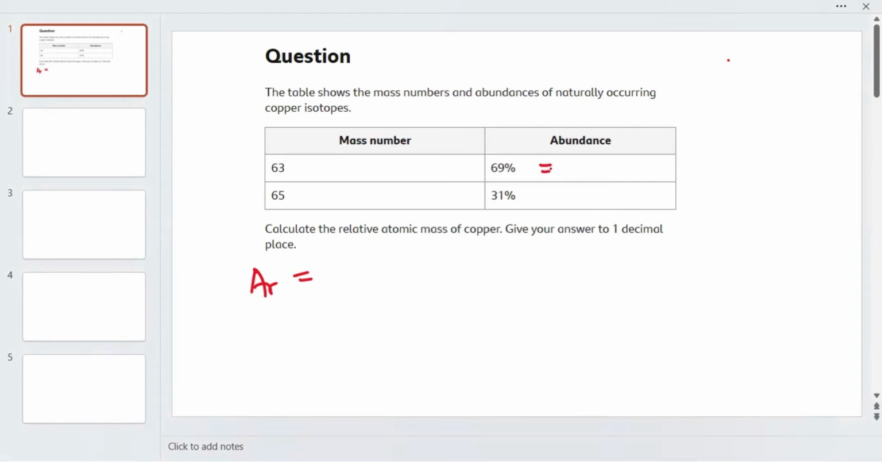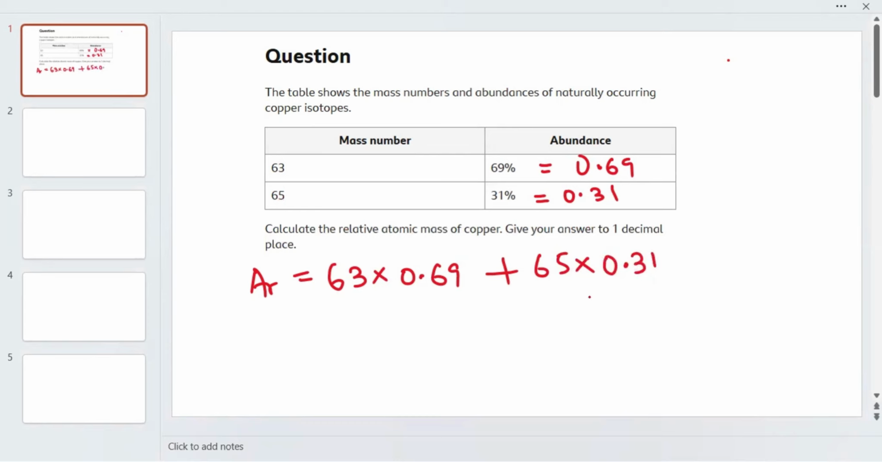Change the percentage you were given to decimal. So this gives us 0.69 and this gives us 0.31. Now I pick the mass number of the first isotope, that's 63, multiplied by 0.69, add it to the mass number of the second isotope multiplied by its abundance, which is 0.31.